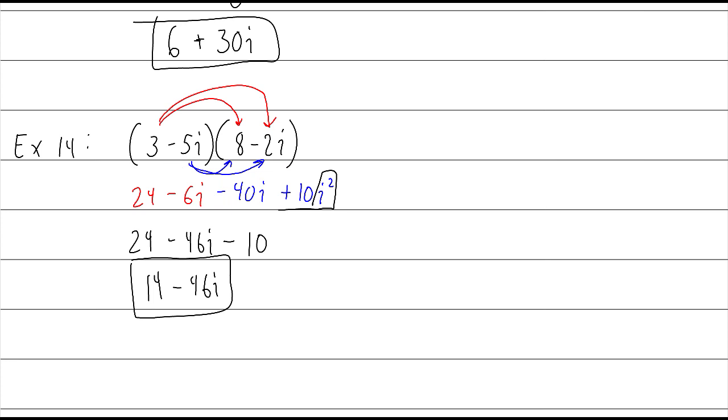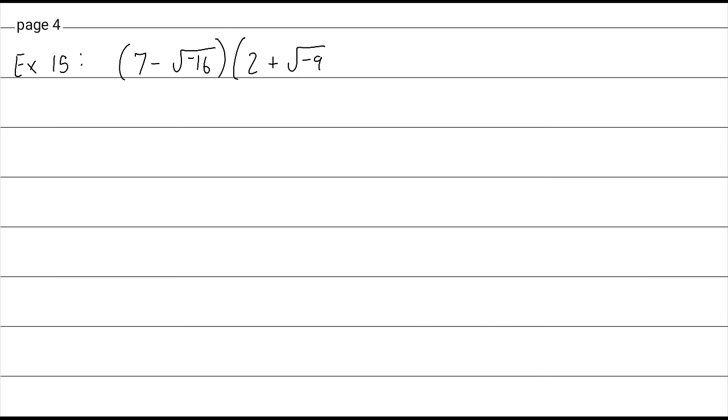All right, let's do one more of those. Number 15: 7 minus the square root of negative 16 times 2 plus the square root of negative 9. If you haven't by now figured out that these can be quickly turned into imaginary numbers, and then from there you can work it out just like you normally would with a binomial and a binomial, now's a good time. Distribute. Well, no, don't distribute yet. I got excited. Square root of negative 16 is 4i. And square root of negative 9 is 3i.